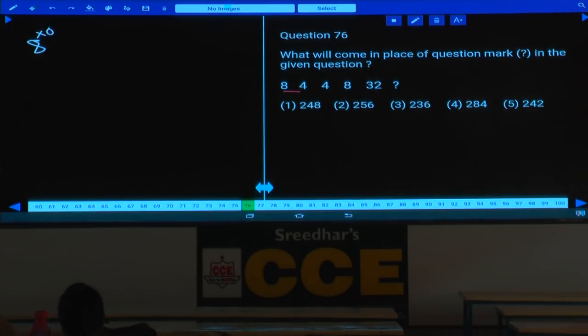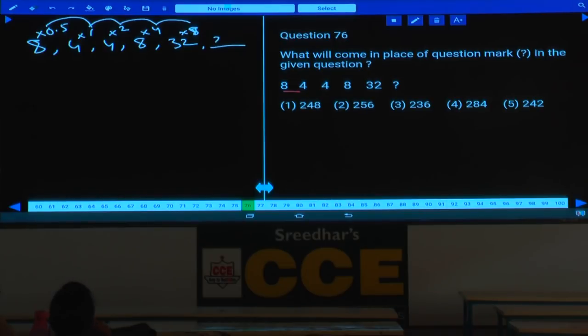8 into 0.5 is 4, and 4 into 1 is 4, and 4 into 2 is 8, and 8 into 4 is 32. Now find out the relation here: 0.5, 1, then into 2. 1 into 2 is 2, 2 into 2 is 4, next 4 into 2 is 8. Now 32 into 8 is 256. That is given in choice 2. Question number 76, 256, choice 2.